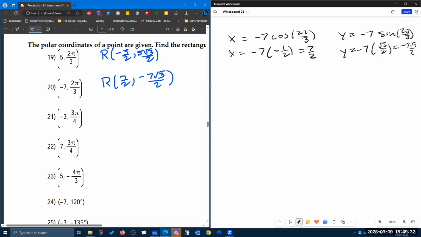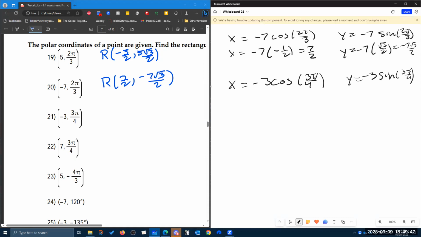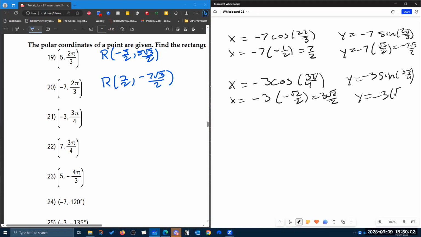Number 21, x equals r cosine of theta. Y is equal to r sine of theta. X equals a negative 3 times a negative root 2 over 2, which is a positive 3 root 2 over 2. Y is equal to a negative 3 times a positive root 2 over 2, which is a negative 3 root 2 over 2.